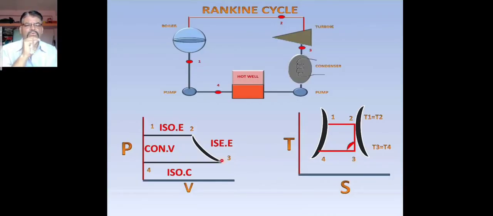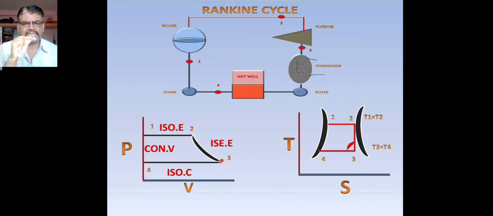Then we will move towards one of the important vapor cycles, that is the Rankine cycle. Now this is on the PPT, it shows the ideal Rankine cycle, which contains the boiler, the turbine, the pump and the condenser with hot well. If we represent the PV and TS diagram for better understanding, in the PV diagram there are two isothermal processes. One is isothermal expansion, another one is isothermal compression. In between 2 to 3 there is isentropic expansion happening, and 4 to 1 this process is a constant volume process.